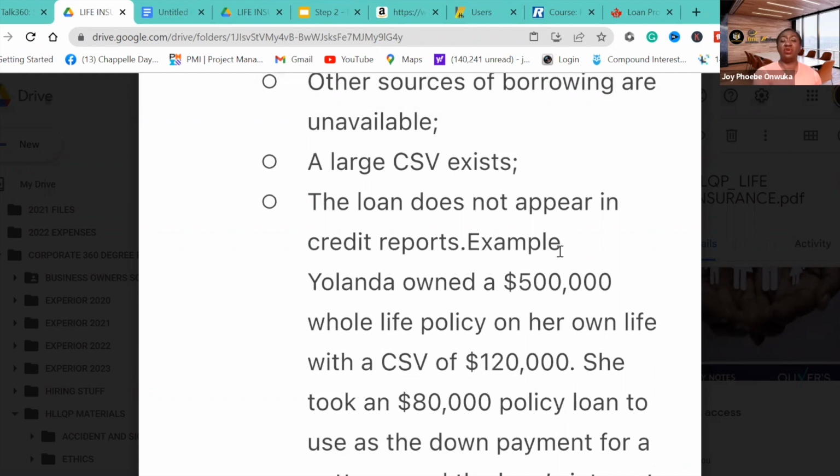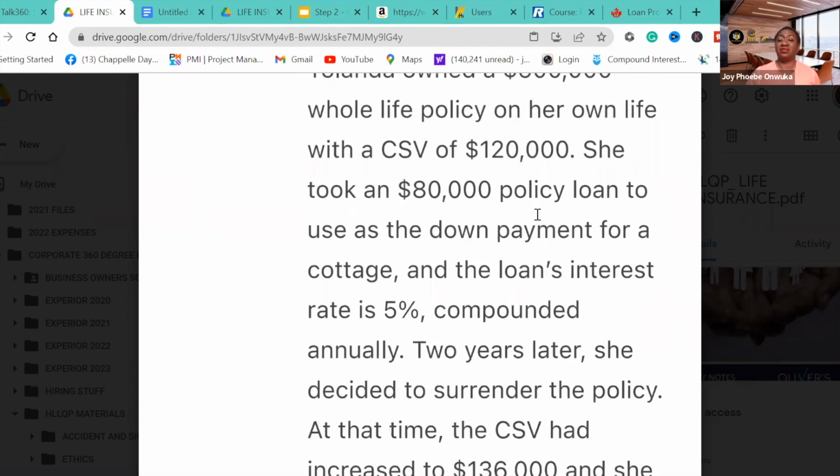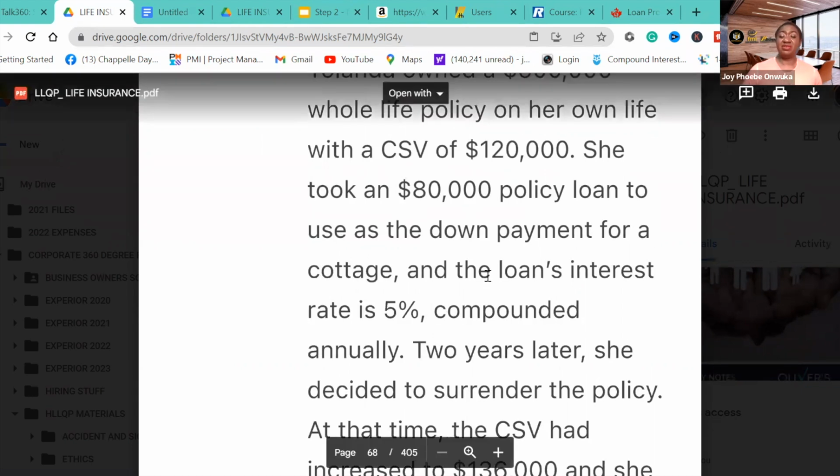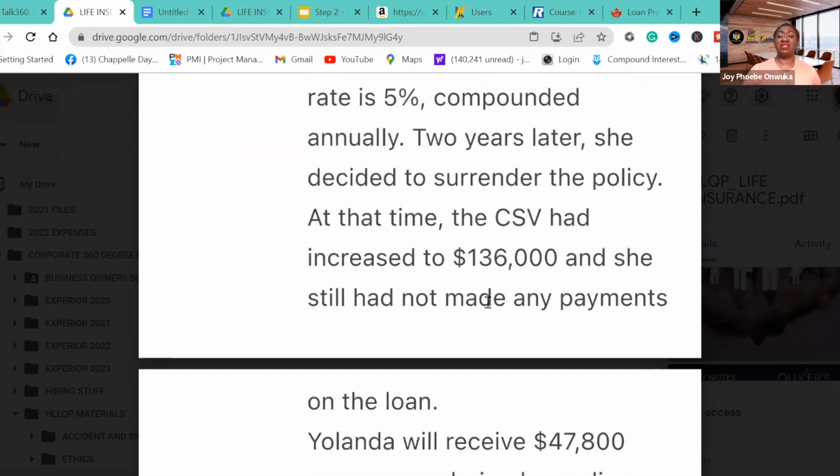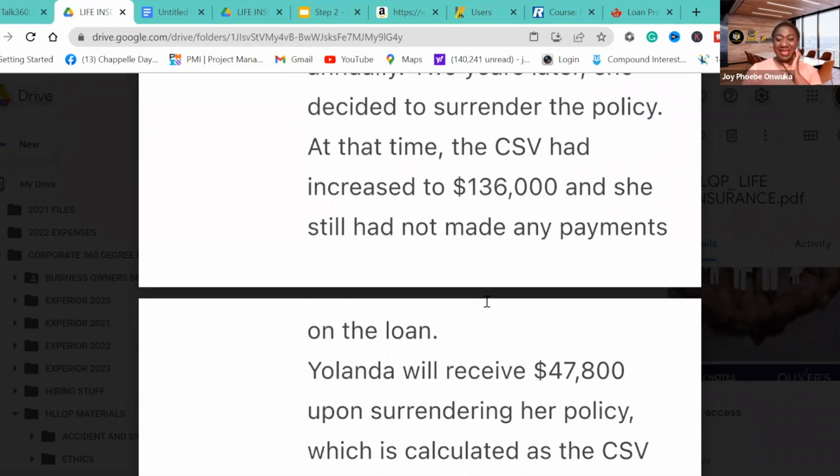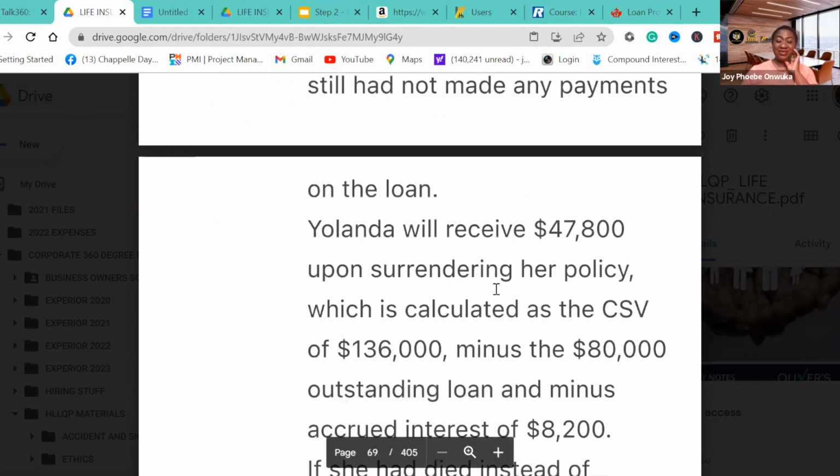For example, Yolanda owns a 500,000 whole life policy on her own life with a cash surrender value of 120,000. She took an 80,000 policy loan to use as a down payment for a cottage, and the loan interest is 5% compounded annually. 2 years later, she decided to surrender the policy. At that time, the cash surrender value had increased to 136,000, and she still has not made any payment on the loan.